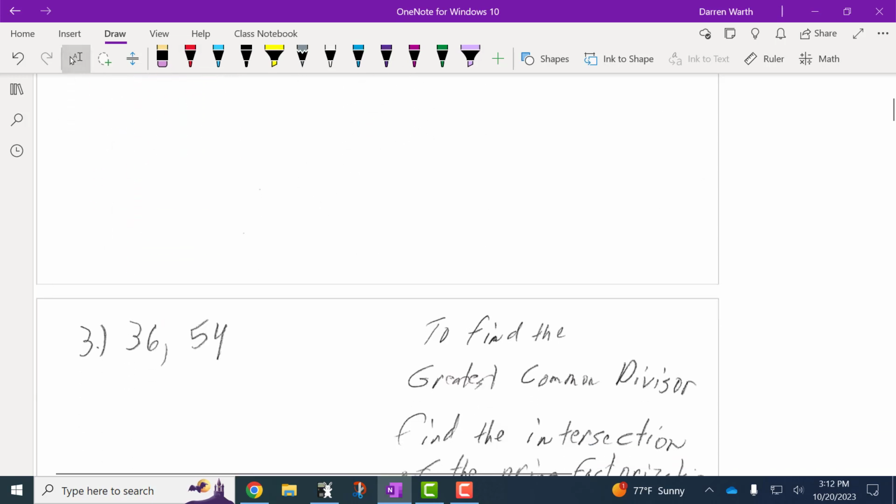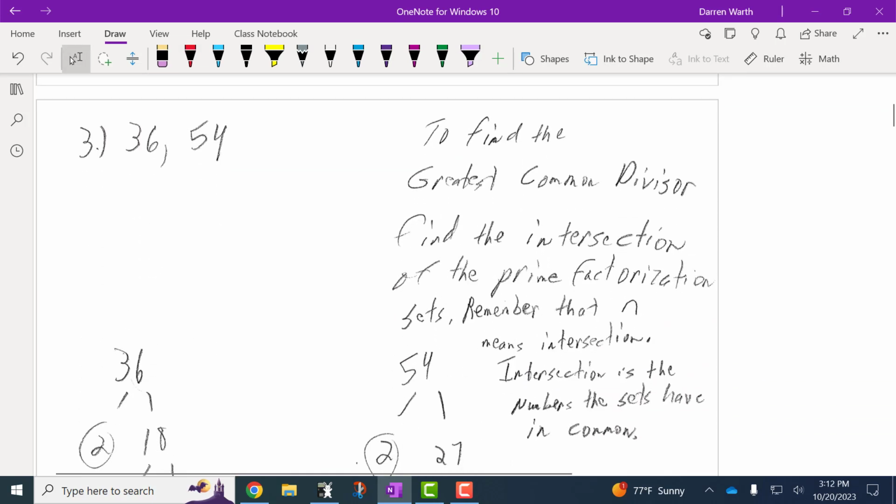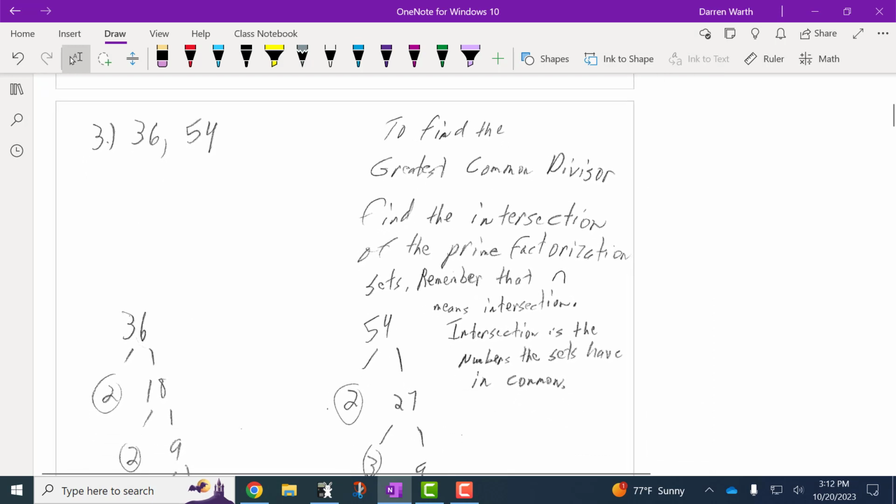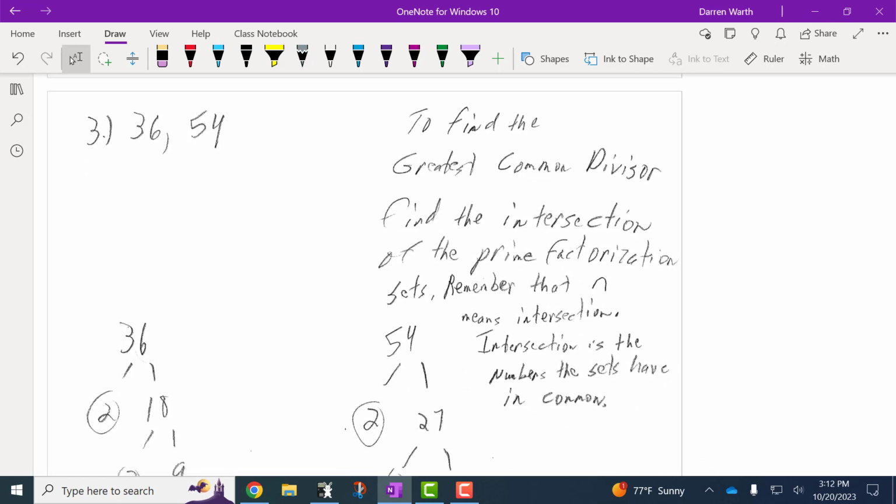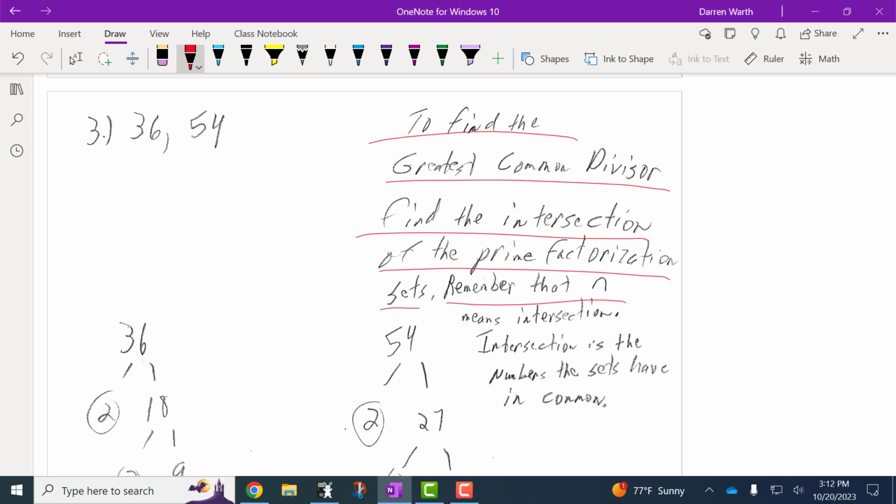Now the next problem says it wants us to find the greatest common divisor of 36 and 54. But what you need to remember about greatest common divisor is that to find the greatest common divisor, you're going to find the intersection of the prime factorization sets. Remember that little upside down U symbol means intersection. So intersections of numbers the sets have in common.